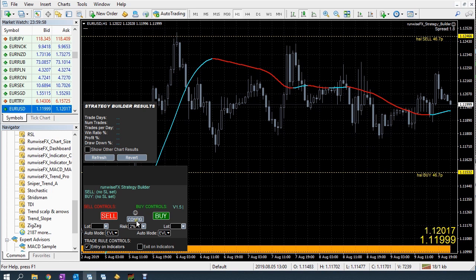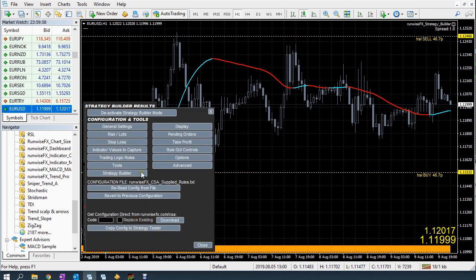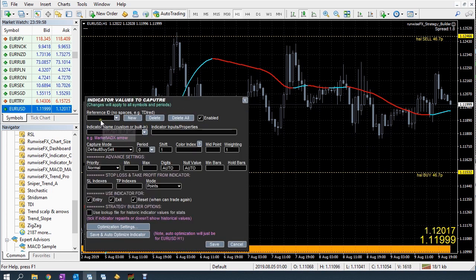And to configure that, what we would do in our EAs is go to Config, Indicator Values to Capture, put a reference in, we just put TS, and then the indicator name as it appears in MetaTrader, so that's going to be trend underscore slope.